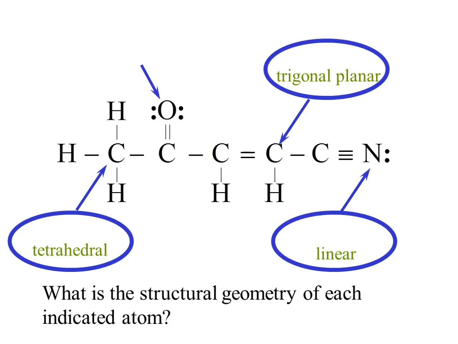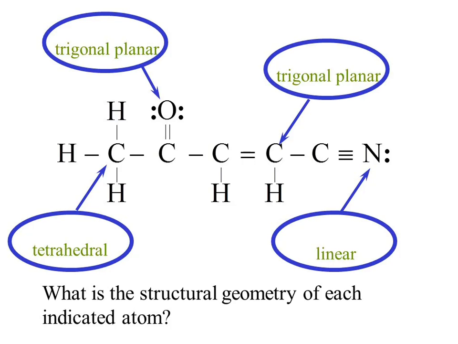And last but not least, we have that oxygen. How many sigma bonds extending from that oxygen? 1, very good. How many pairs of lone pair electrons? 2. 1 plus 2 is 3. You're at that middle row. So what's the shape? Trigonal planar. It's also trigonal planar. Does that work for you?